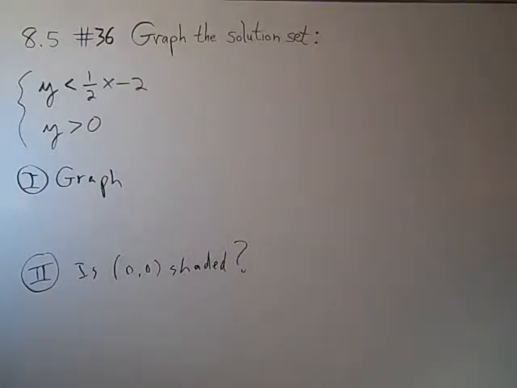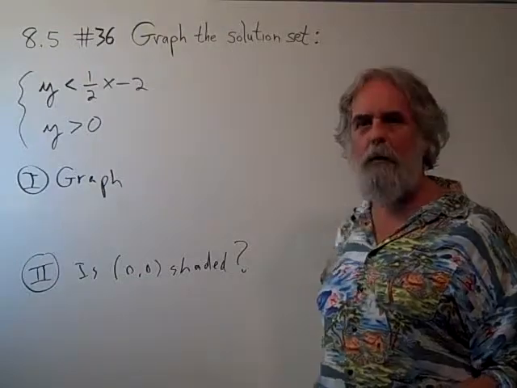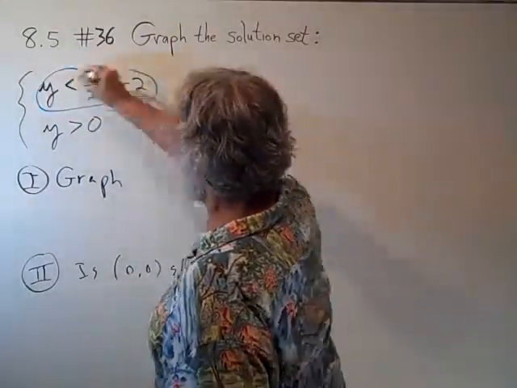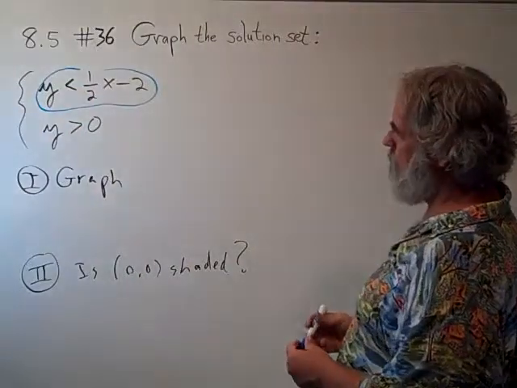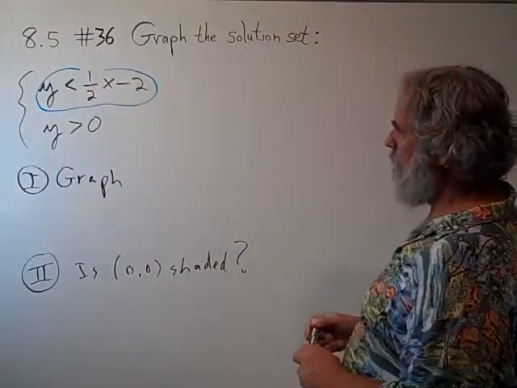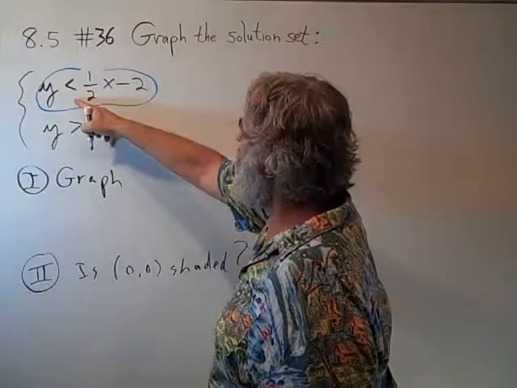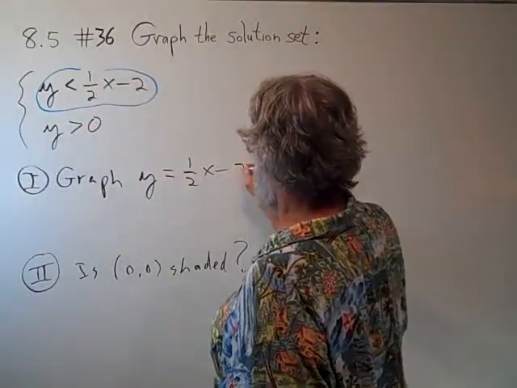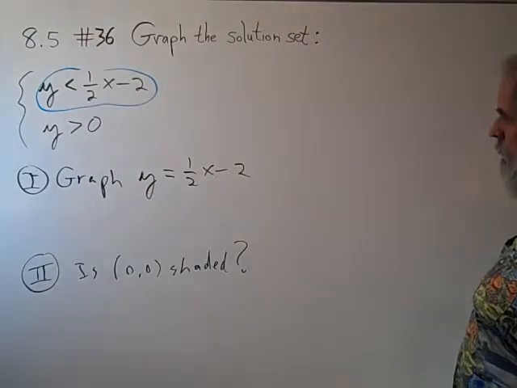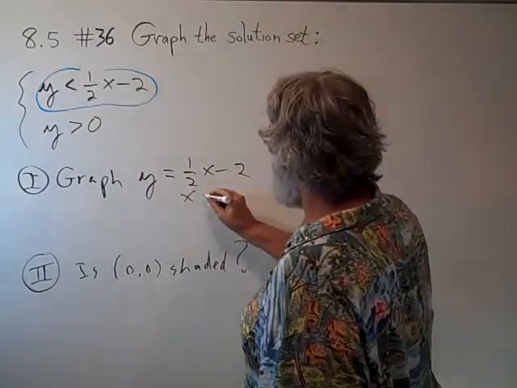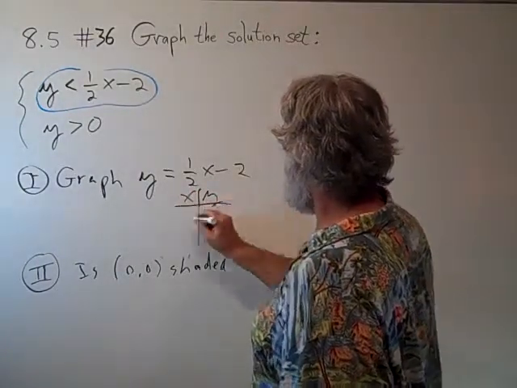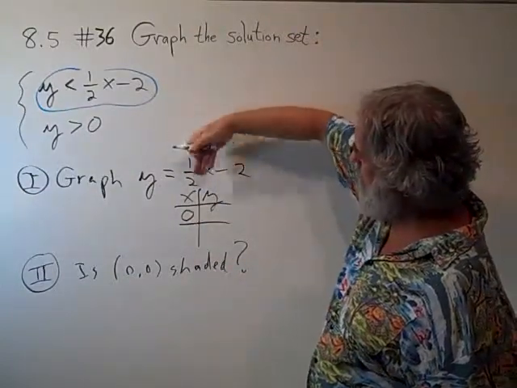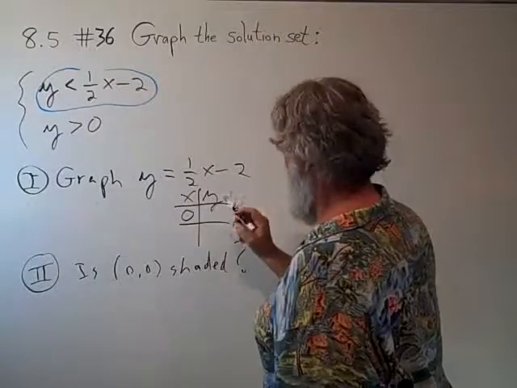To graph the solution set of this system of linear inequalities, we first have to graph each of the inequalities of the system. So we'll start by graphing the first one, and we begin by graphing the bounding line of that region, which is y equals 1/2 x minus 2. To graph this line, we need 2 points that are on the graph, and if x equals 0, then y is simply equal to -2.